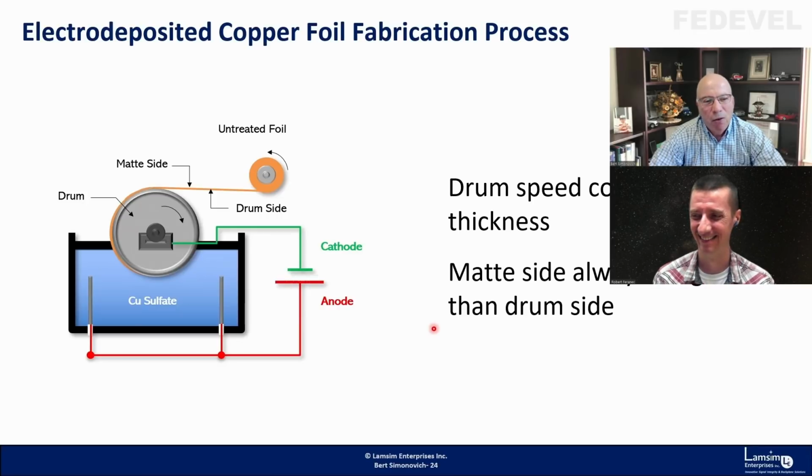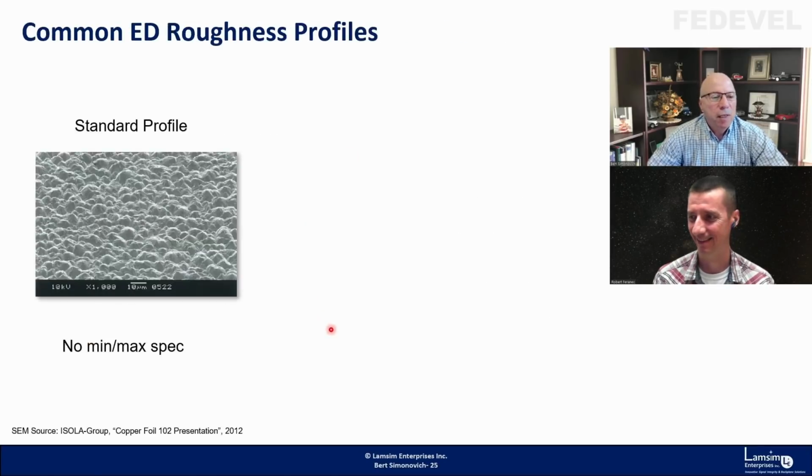Depending on the material, it's very, very smooth. So here's a common electrodeposited roughness profile. Coming off of the electrodeposited process, years ago there was no min-max spec. That was the pattern of the matte side that was coming out of the solution. So there is no spec.